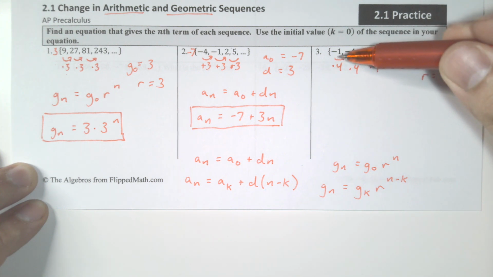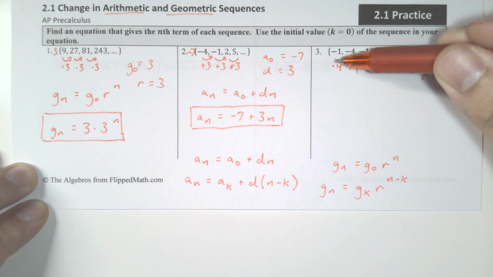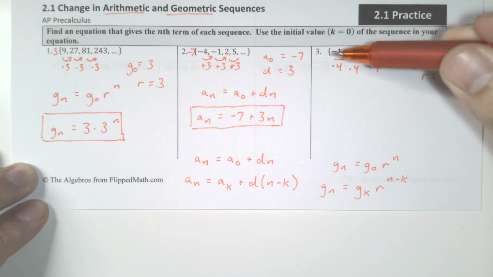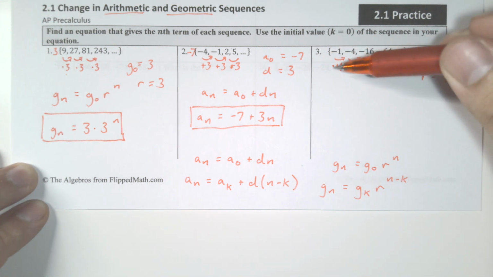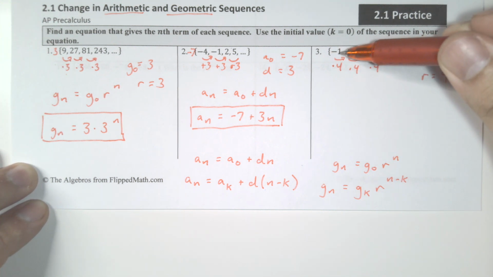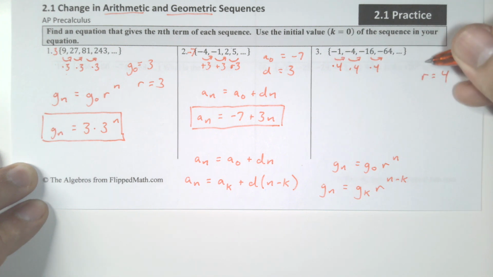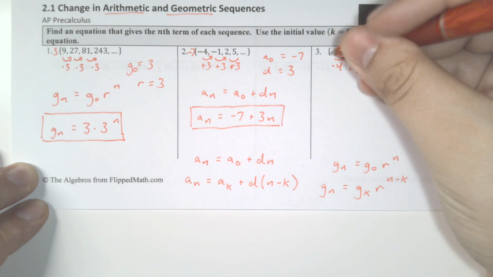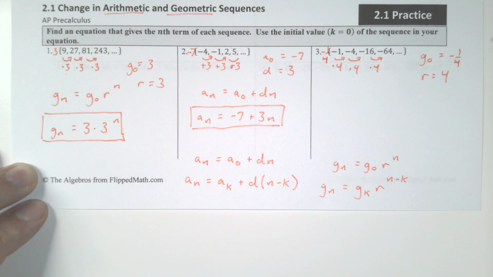And now we need to figure out what the 0th term is. So if we're multiplying by 4 every time to go forward, then in order to work backwards, we need to do the inverse operation, which is division. So dividing -1 by 4, that means that g sub 0 is going to be -1 divided by 4, so -1/4 is going to be the 0th term.